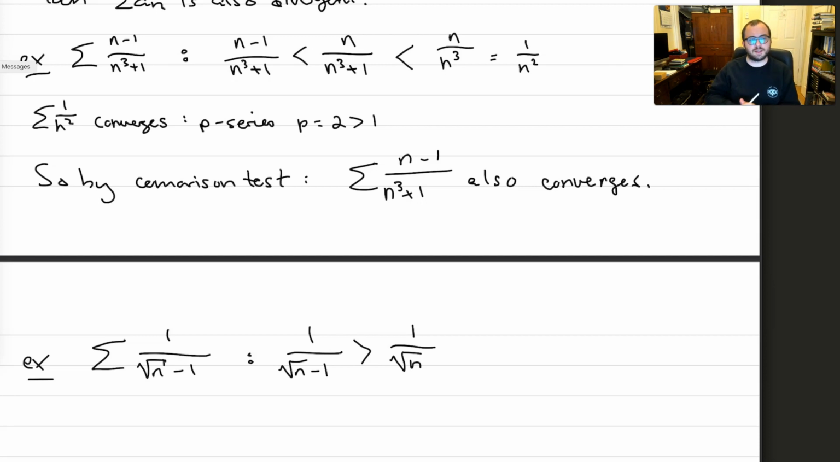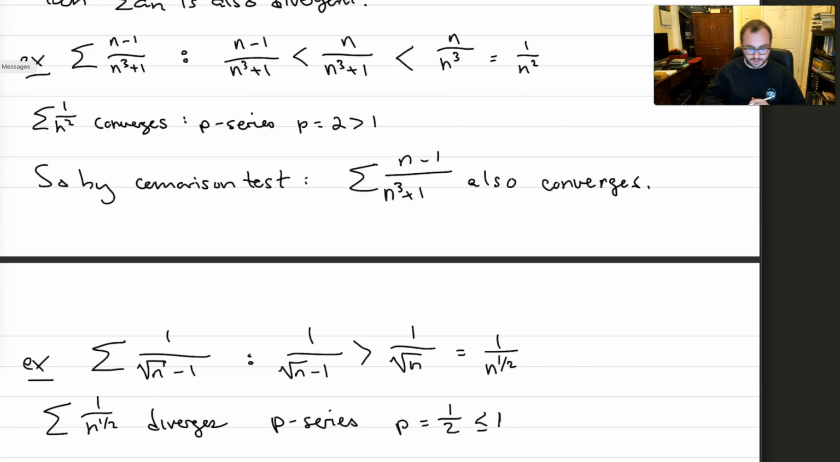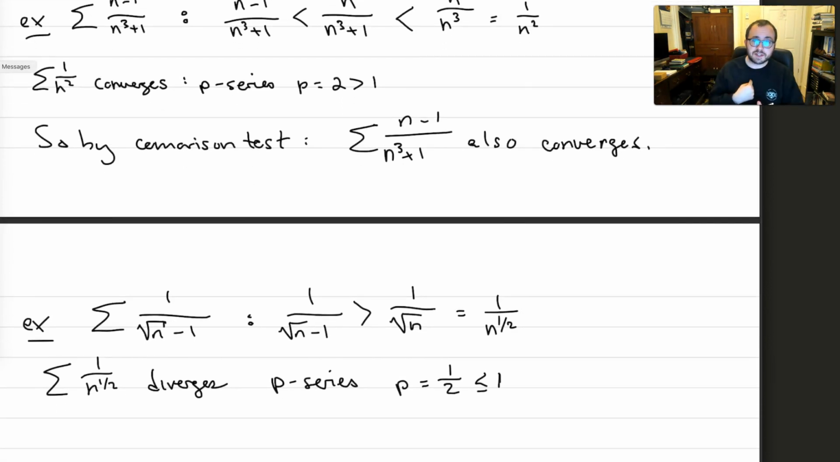So we have this inequality. But 1 over root n is the same as 1 over n to the 1/2. So the series 1 over n to the 1/2 diverges. It's a p-series with p equals 1/2, less than or equal to 1. All right? So my series that I'm testing, 1 over root n minus 1, is bigger than a divergent series. It's bigger than an infinite quantity.